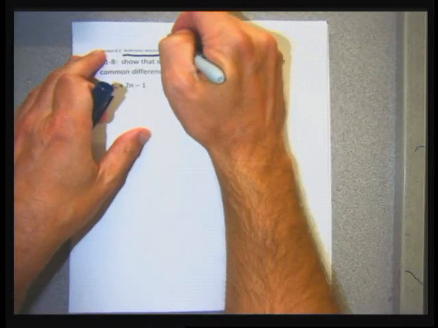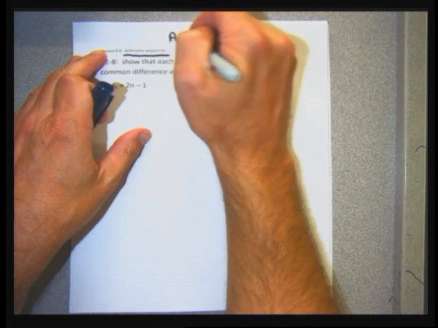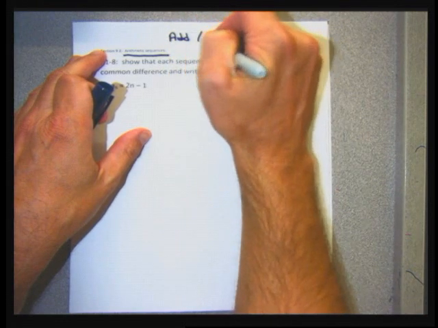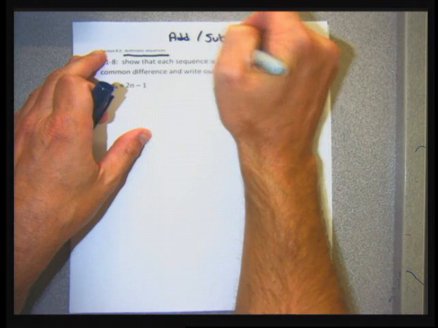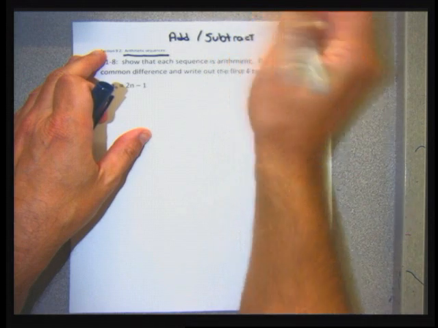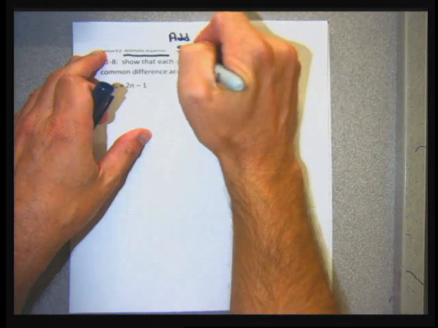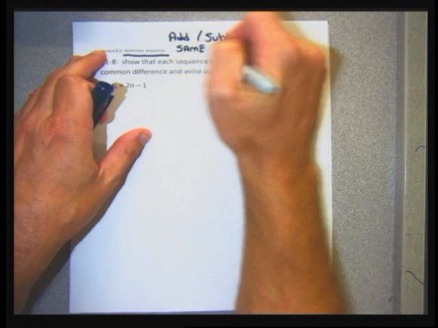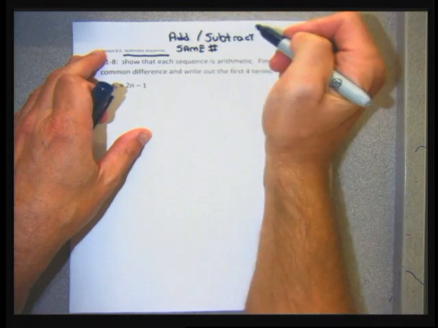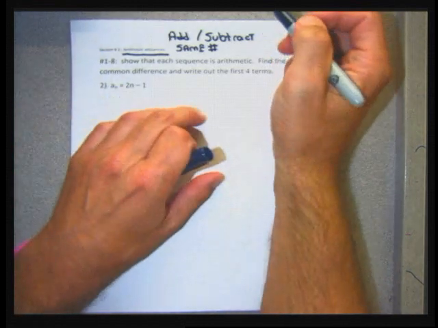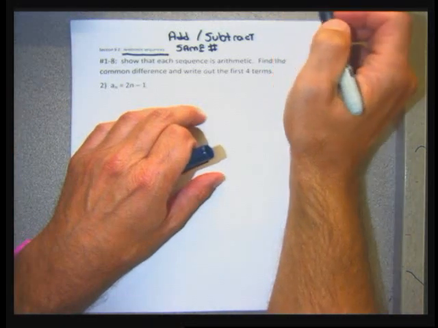That means you either have to add or subtract the same number to get from one term to the next in the sequence. And that number that you have to add or subtract to get from one term to the next is considered the common difference.